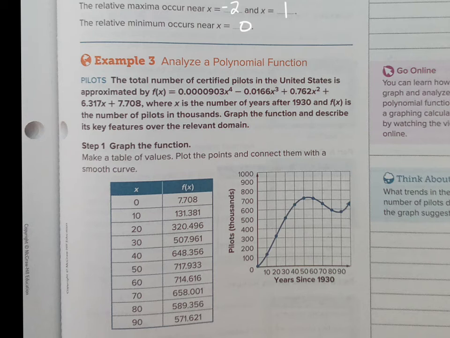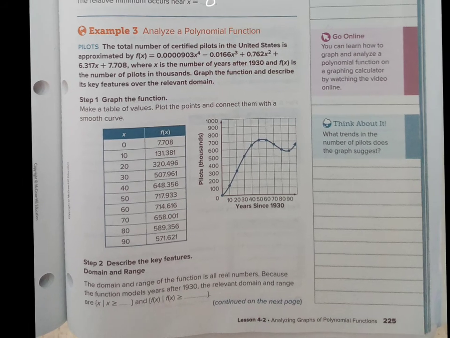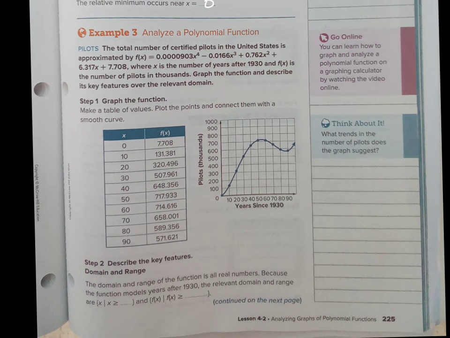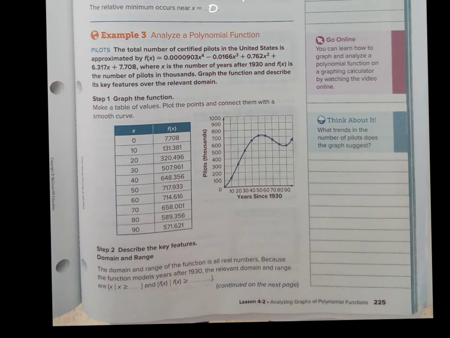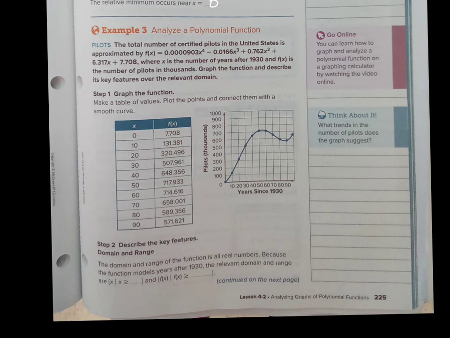Okay, so the total number of certified pilots in the United States is approximated by this crazy function here, where x is the number of years after 1930, that's important, and f of x is the number of pilots in thousands. Graph the function and describe its key features over the relevant domain. So if they didn't give me this chart already, I would totally be typing this in the graphing calculator or Desmos. But since they did, we have this information here. And remember, we're not going before 1930.